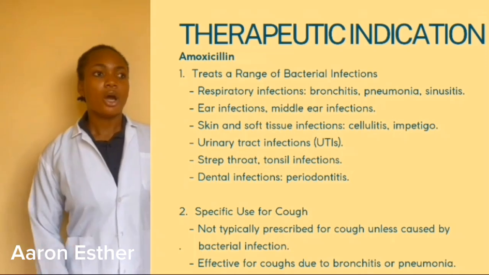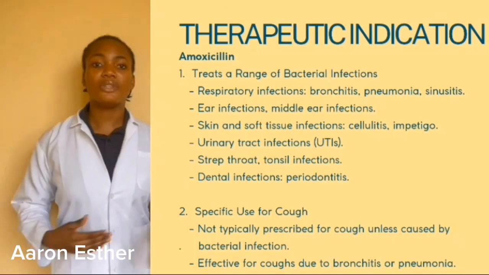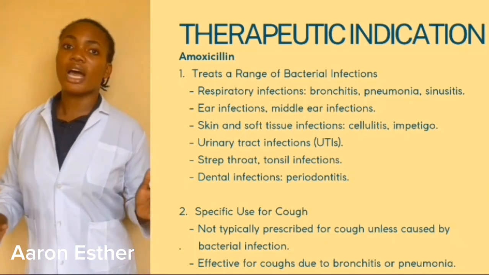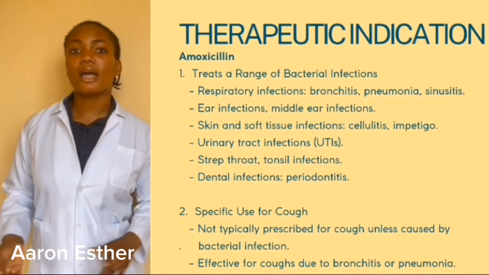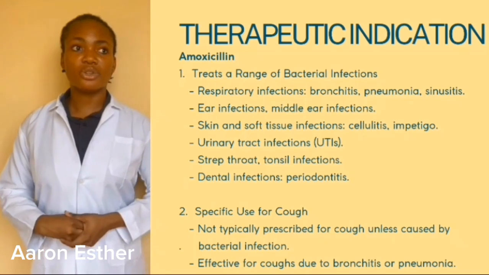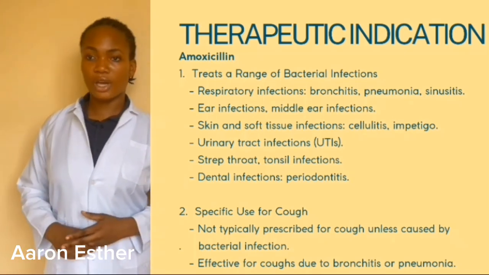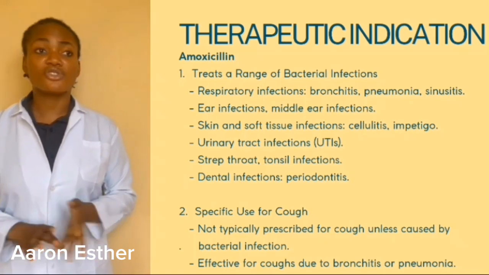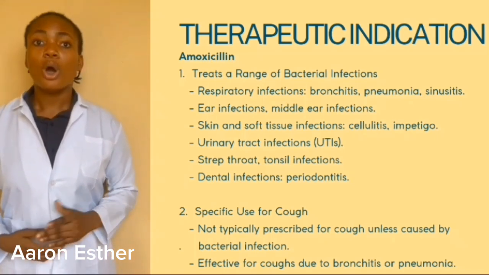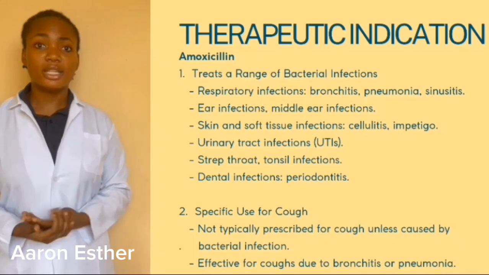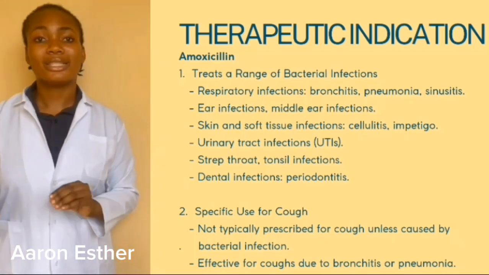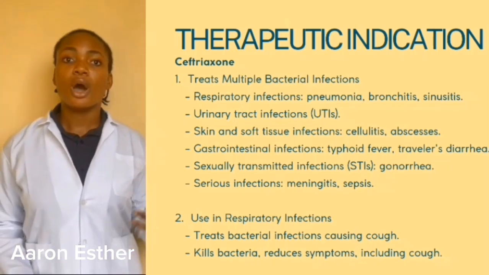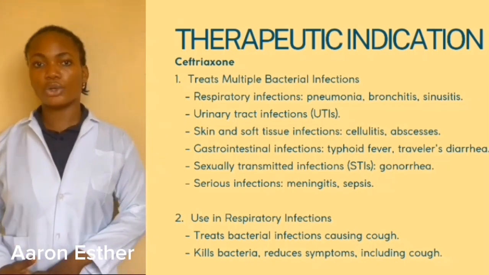2. Augmentin. Augmentin is indicated in the treatment of diseases caused by bacterial infection. Example, respiratory infections such as sinusitis, bronchitis, and pneumonia. It is indicated in treatment of skin and soft tissue infections. Example, impetigo and sinusitis. It is indicated in treatment of strep throat and tonsil infection. Also indicated in treatment of dental infections. Example, periodontitis.